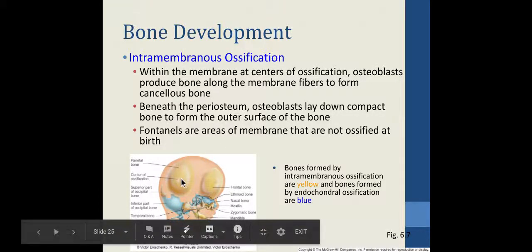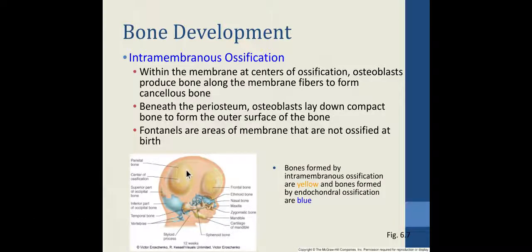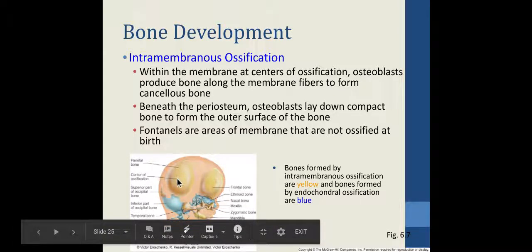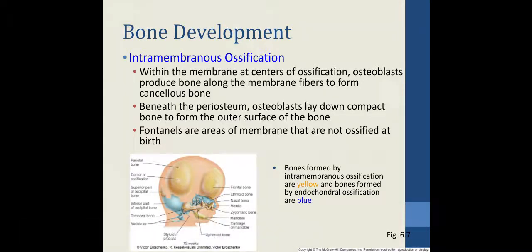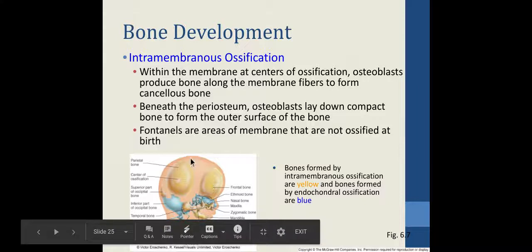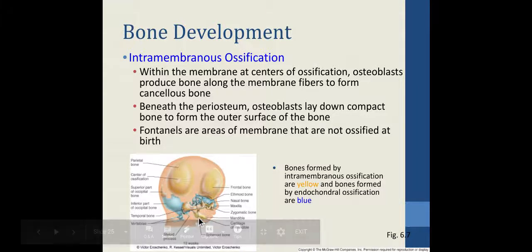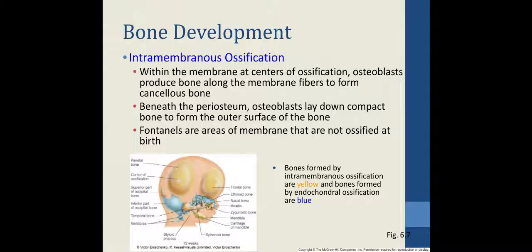So here's what we've got going on. We've got this membrane and we're starting to grow these osteoblasts out, but we've got these soft spots still that will later harden. And then we can see that the ones that are yellow, so the frontal bone, parietal bone, some parts of your jaw, and face bones, are going to be formed by this intramembranous ossification. Then we have the endochondral ossification, that's in blue, which we'll get to shortly.